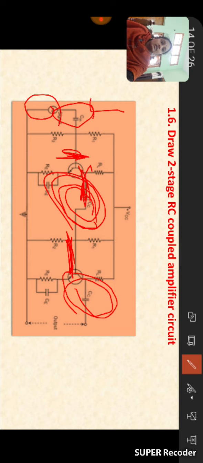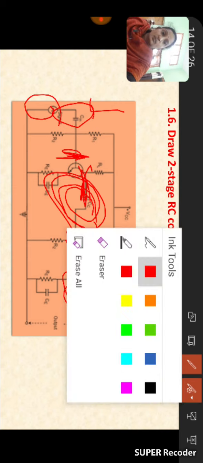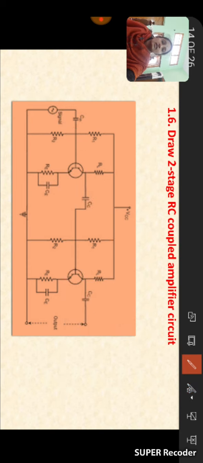Okay, and these are the different capacitors used in the amplifiers. How many capacitors are there in the amplifier? Three are there: input capacitor, coupling capacitor, and output capacitor.